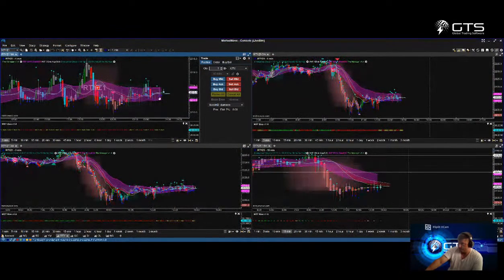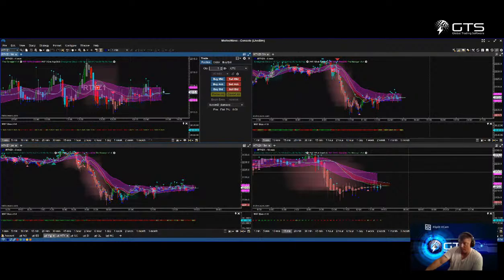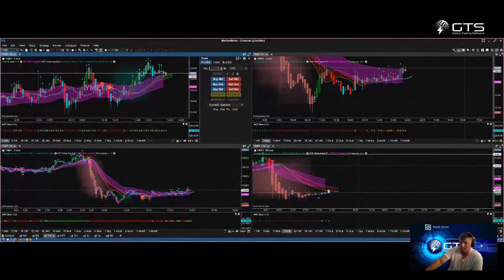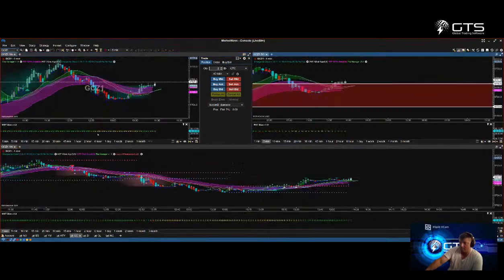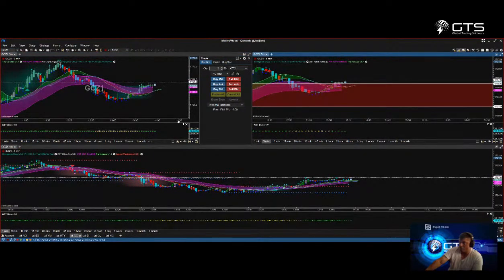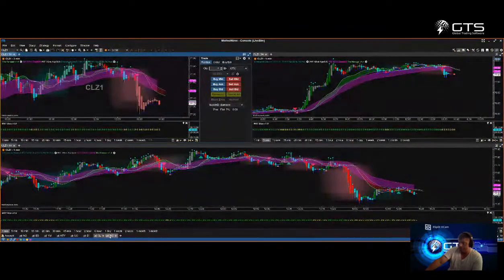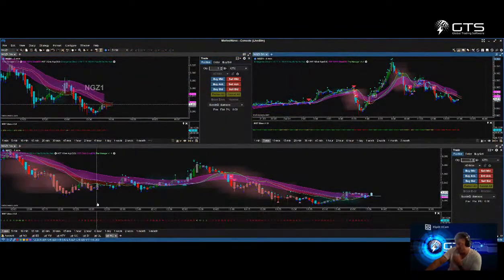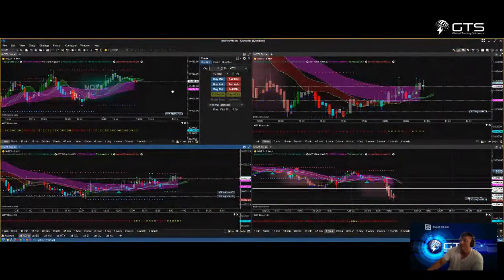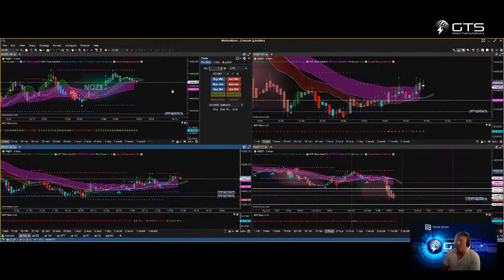And trading in the cloud, gold's closing, silver with it. Oil, natural gas. Not a whole lot going on there. I guess we'll just hang tight and watch the NQ, see what it does.